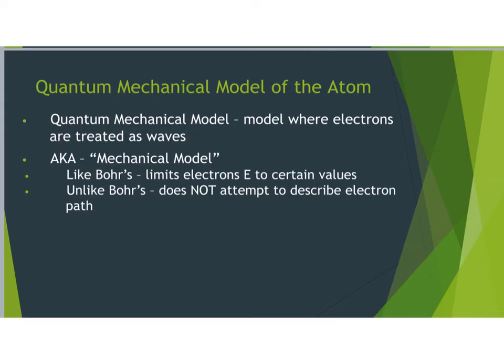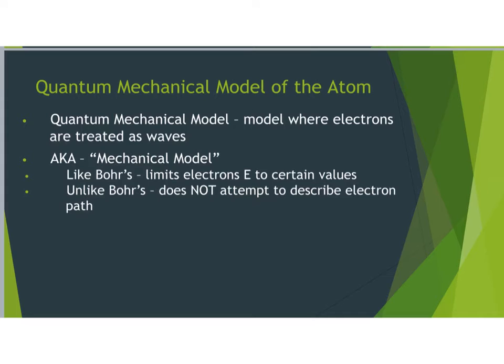Although it's similar to Bohr's model in that it limits the electrons' energy, that's what the capital E is, remember, it limits electrons' energy to certain values. The only difference is that it does not try to describe the electron path, because Bohr said that things go in a circular model constantly, and if things are going in a more wave-like pattern, then it's a little bit harder to predict.